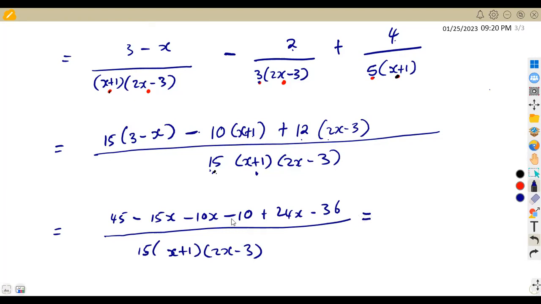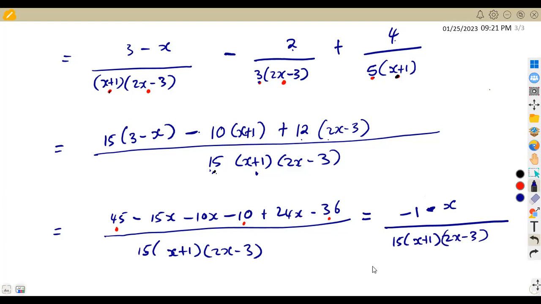At this stage, we can collect like terms. If you collect the constants only, it's 45 minus 10, which is actually 35. Then 35 minus 36, that's a minus 1, or like I said, use your calculator. Minus 15x, minus 10x plus 24x, this is going to give us minus x. So we're going to have minus x, everything over 15 into x plus 1 into 2x minus 3, like this. Okay, seems like we are done.